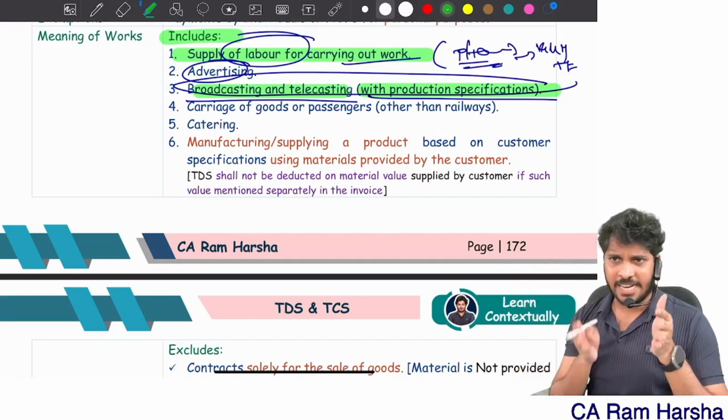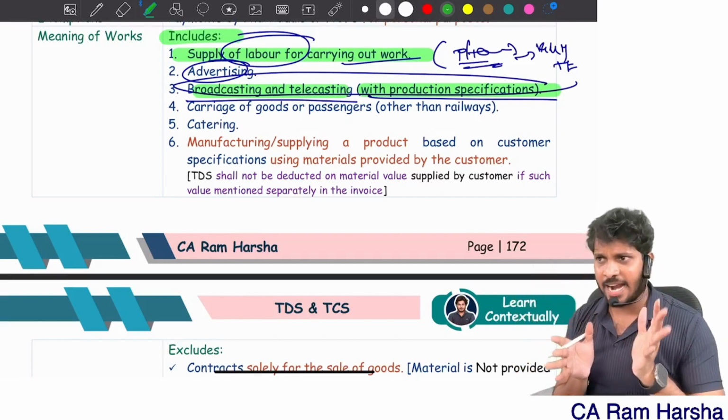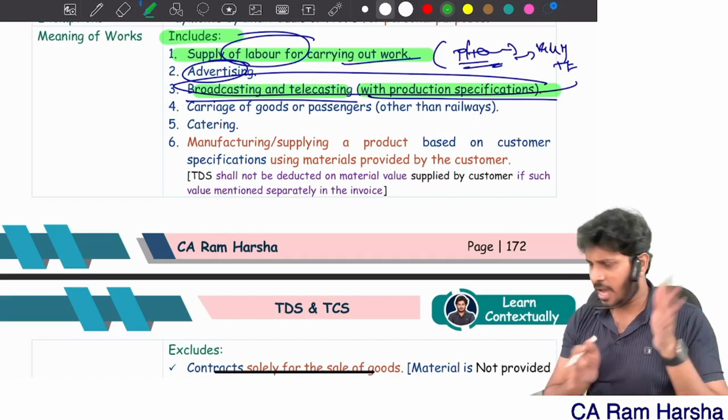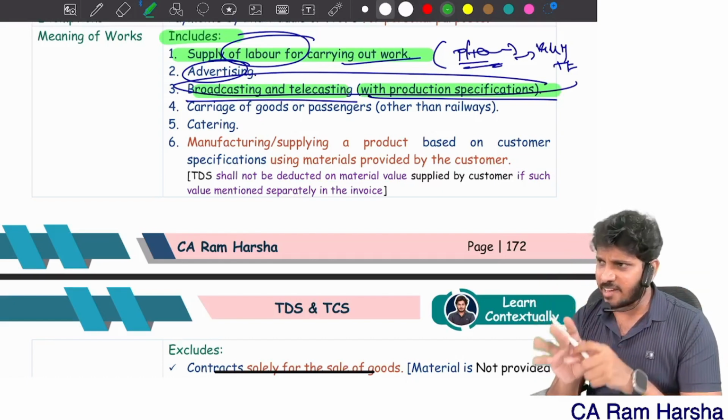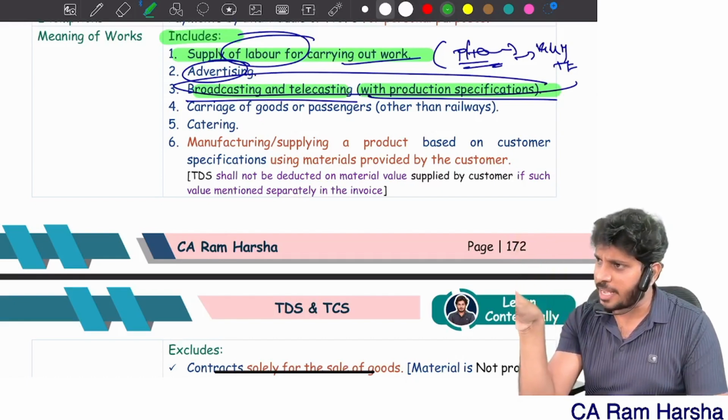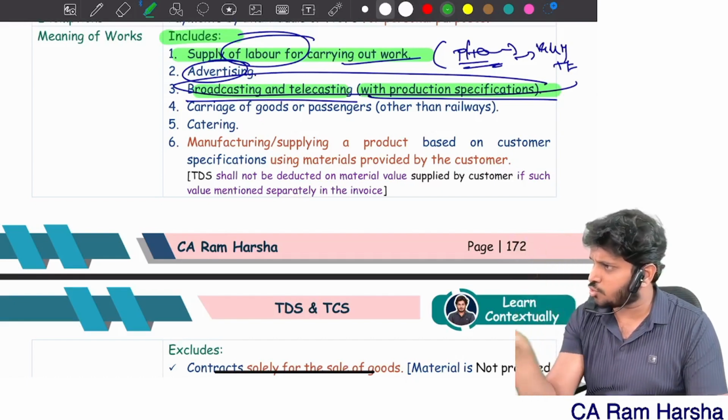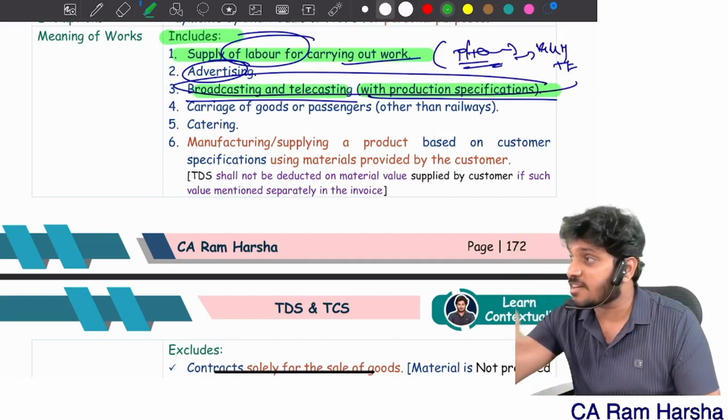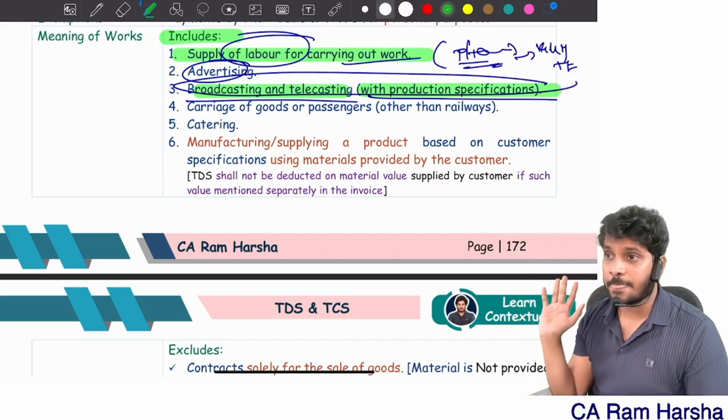Suppose I designed the ad completely with some ad agency. I designed the complete ad. I just gave the ad to the television company to play it. Just broadcasting and telecasting they should do. Nothing else. Section 194C will not apply. Are you clear? All of you.